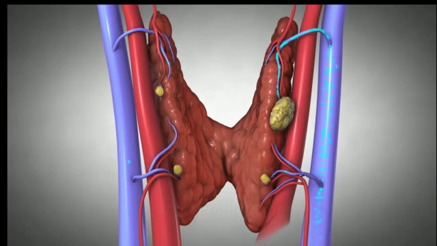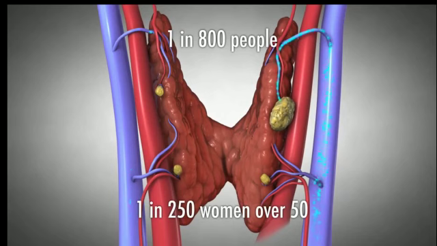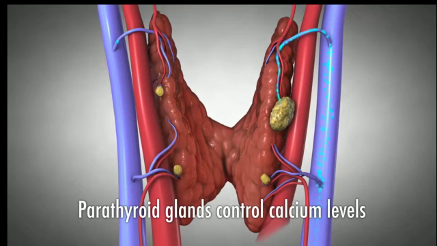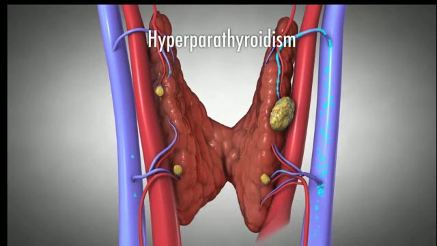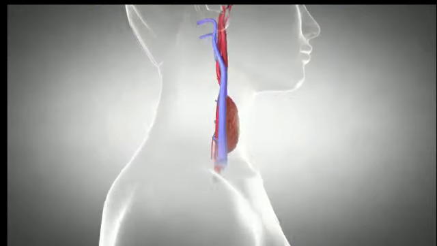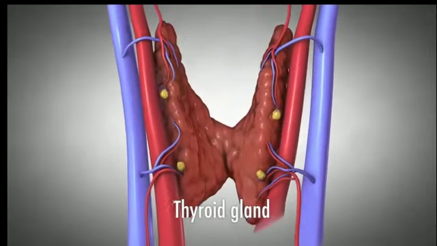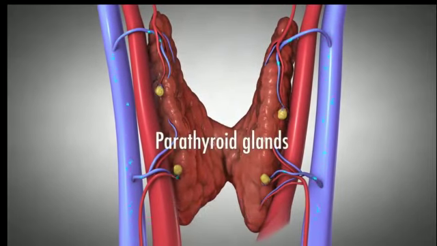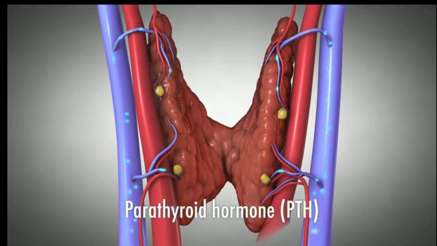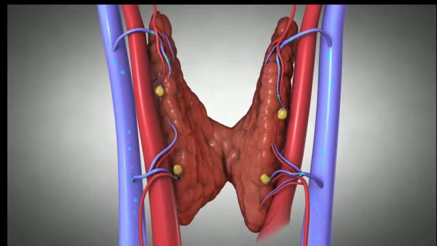Hyperparathyroidism is a disease of the parathyroid glands, affecting 1 in 800 people during their lifetime, and 1 in 250 women over age 50. Since parathyroid glands control the levels of calcium in our bodies, hyperparathyroidism is a disease of improper calcium regulation. There are 4 parathyroid glands located behind the thyroid gland. Parathyroid glands monitor and control the amount of calcium in our blood and bones by secreting a hormone called parathyroid hormone, or PTH. Each gland monitors the blood calcium and responds by making more or less PTH hormone.